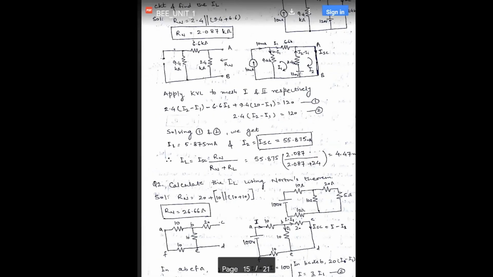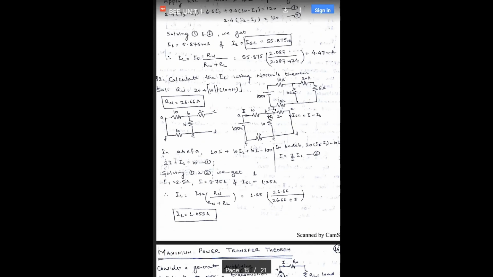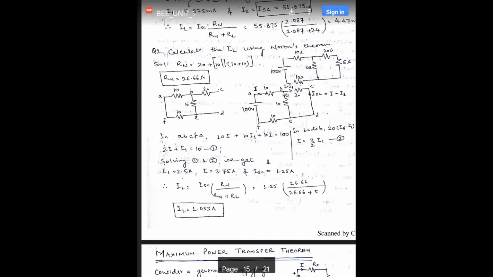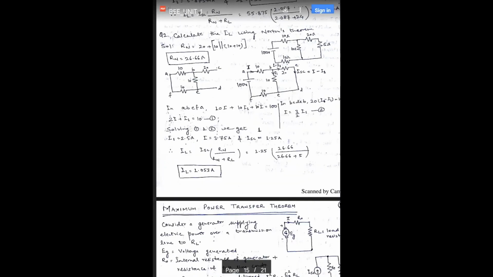Okay, we will now take another numerical so that things are more clear to you. So this is again a, now it is a simpler problem now. Here we are having only one battery source and we are required to calculate the load current using Norton's theorem. Okay. So what is the load here? 5 ohm resistance is load here. Okay.